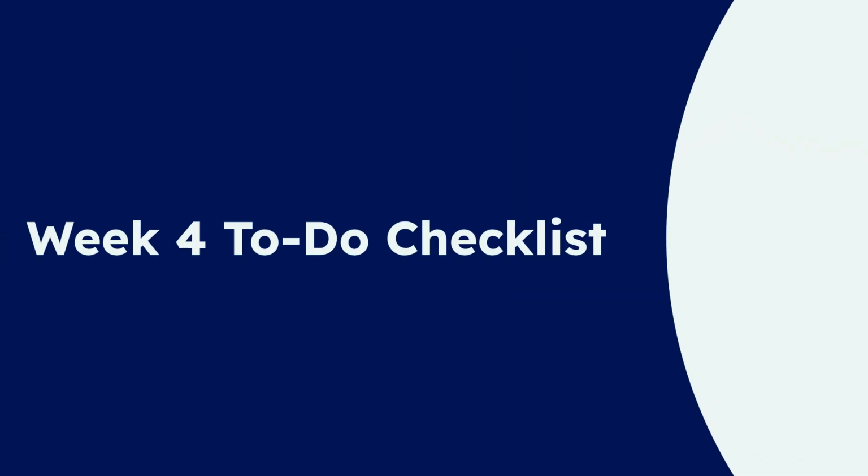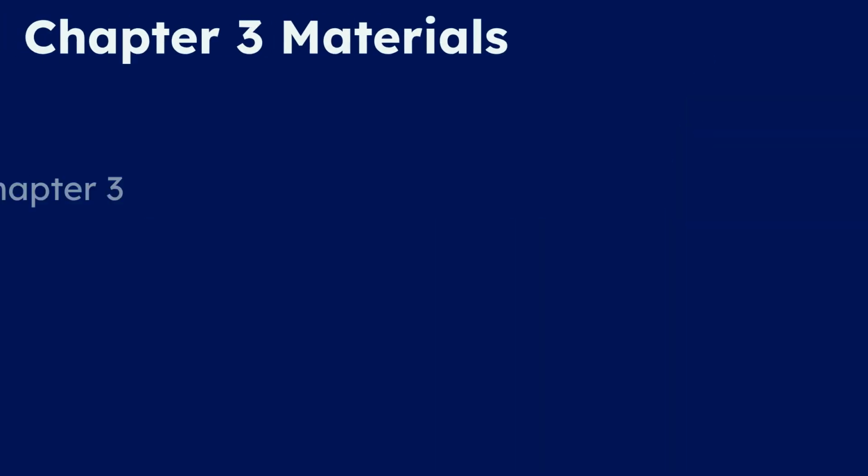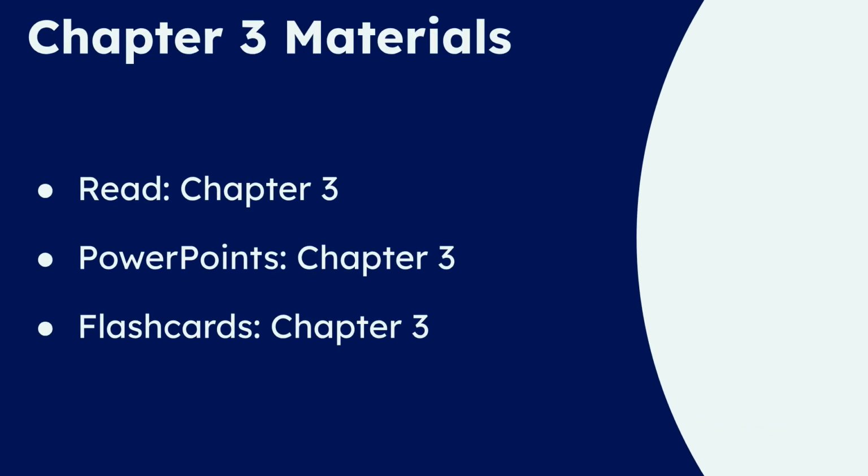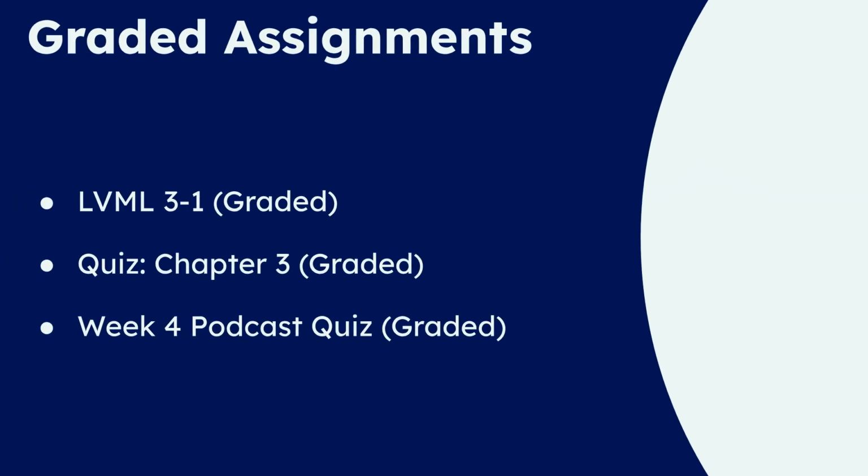Let's review the required activities for Week 4. Please follow the instructions in the Blackboard module exactly. The core materials include reading Chapter 3 Cybersecurity Substrata, reviewing the accompanying PowerPoints, and working through the flashcards. The graded items are Live Virtual Machine Lab 3-1, Techniques to Determine Malicious Activity, the Chapter 3 quiz, and the Week 4 podcast quiz.